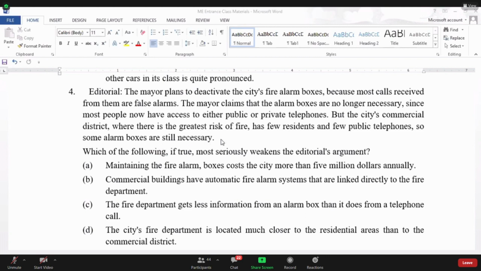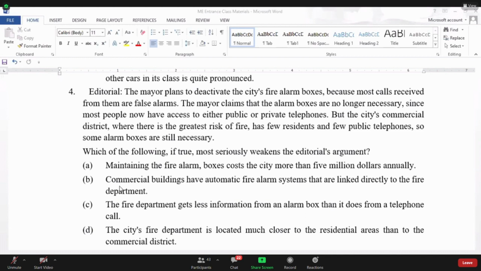Why? Because there is the greatest risk of fire, and in that commercial area, there are no residents and there are no public telephones. That's why some alarm boxes are still necessary. Now, which option says that in the city's commercial area, alarm boxes are not necessary?